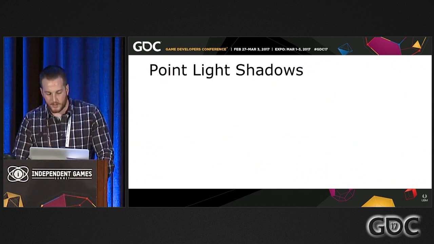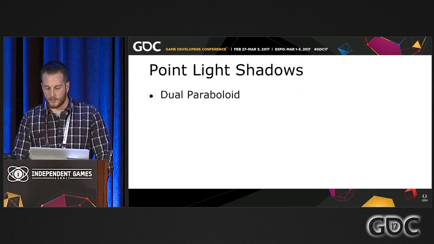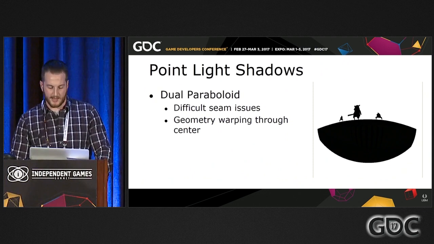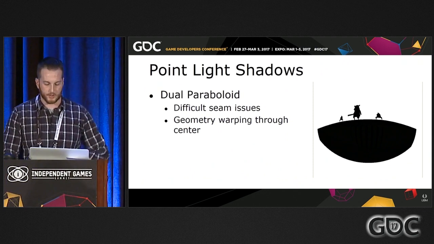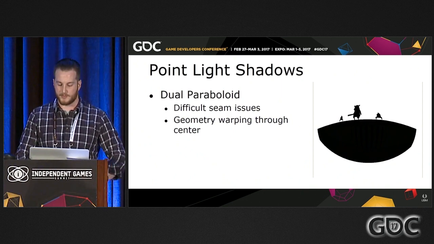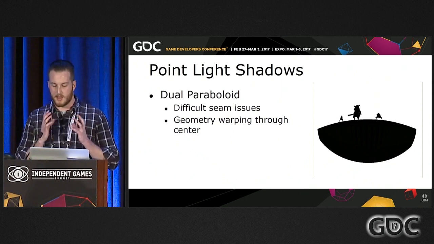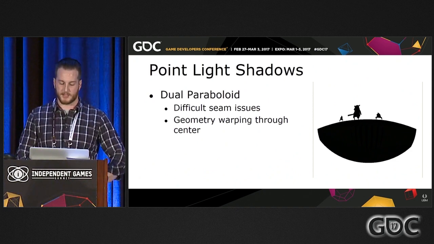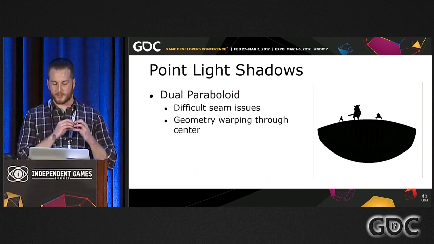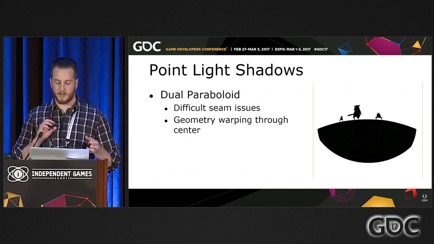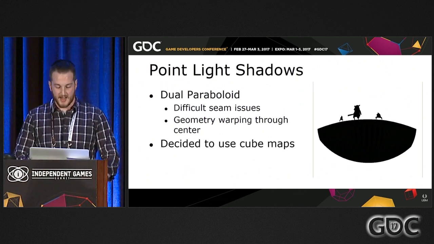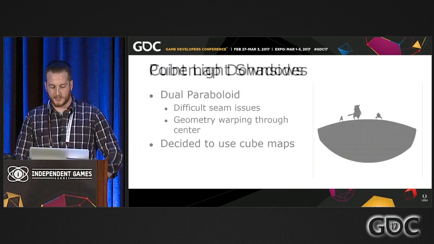So, point light shadows. One of the interesting things that we tried was dual paraboloid shadow maps. You can see one of the hemispheres of that right here. We tried doing that, and there were difficult seam issues because you actually have two hemispheres that you're sampling between when you're trying to check for your shadows. And anytime the geometry goes through the center of the light, it would warp the vertices and create a lot of interesting artifacts. So we decided to use cube maps.